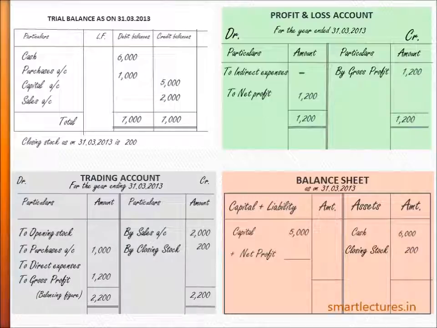Now come to the balance sheet as on 31st March 2013. Capital 5,000 plus net profit, it will be taken from the profit and loss account, 1,200, and the total 6,200 will go to the outer column. Now total on liability side 6,200, and on asset side the total will be 6,200. In this way we have completed final accounts.